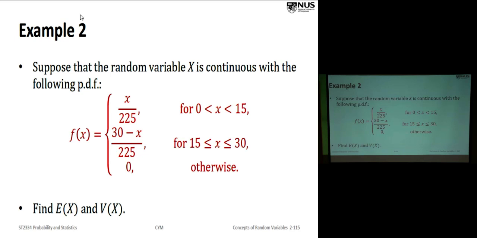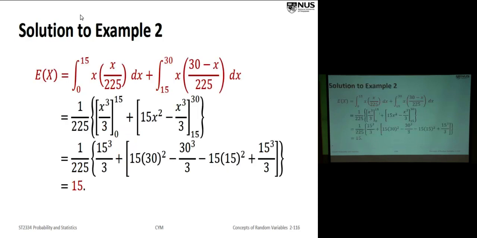So we want to compute the expectation and the variance, and this is a kind of straightforward task. So the expectation of x is x times the PDF. So the PDF is x over 225 between 0 and 15. It's 30 minus x over 225 between 15 and 30, times x, and it's 0 otherwise, so I don't care about anything else. Now I'm just computing these two integrals, fairly straightforward. The factor 1 over 225 comes out of both of them. The integral of x squared is x cubed over 3 between 0 and 15. The integral of 30x minus x squared is 15x squared minus x cubed over 3 between 15 and 30.